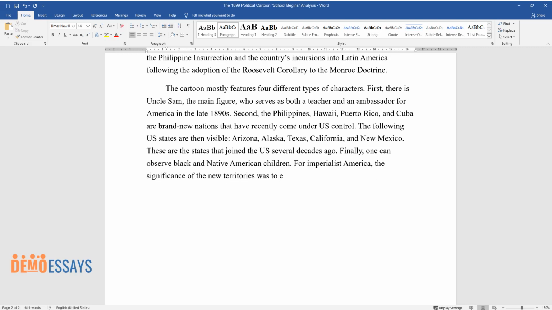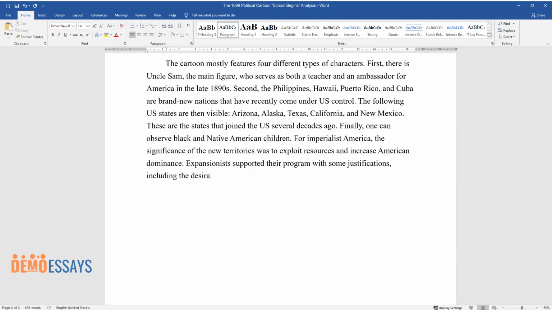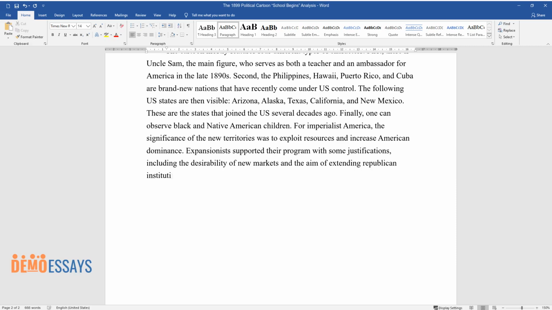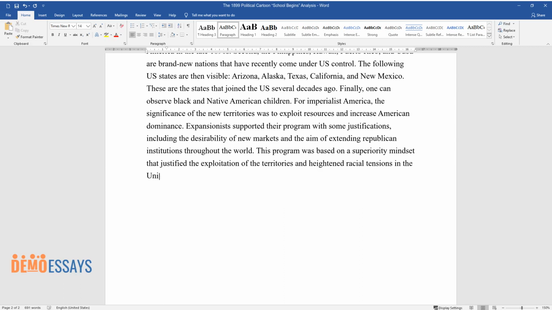For imperialist America, the significance of the new territories was to exploit resources and increase American dominance. Expansionists supported their program with some justifications, including the desirability of new markets and the aim of extending republican institutions throughout the world. This program was based on a superiority mindset that justified the exploitation of the territories and heightened racial tensions in the United States.